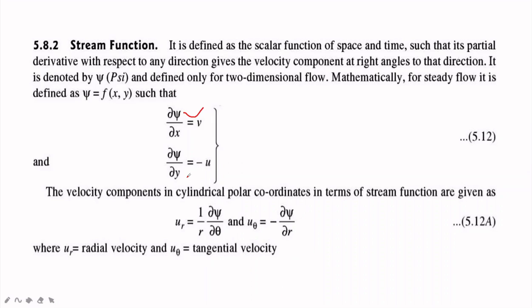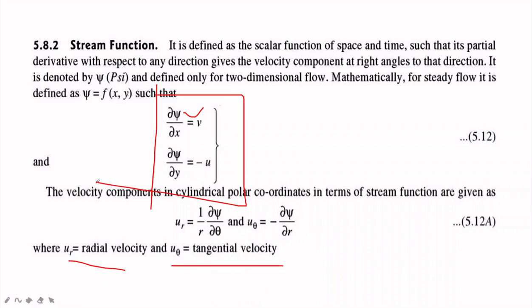But here when you take partial differentiation of y, you will get a negative value for x, that is minus u. The velocity components in cylindrical polar coordinates: ur is equal to 1 by r into dou psi by dou theta, u theta is equal to minus dou phi by dou r. So ur is the radial velocity, u theta is the tangential velocity. So directly remember these values, okay, for polar and this is for Cartesian coordinate.